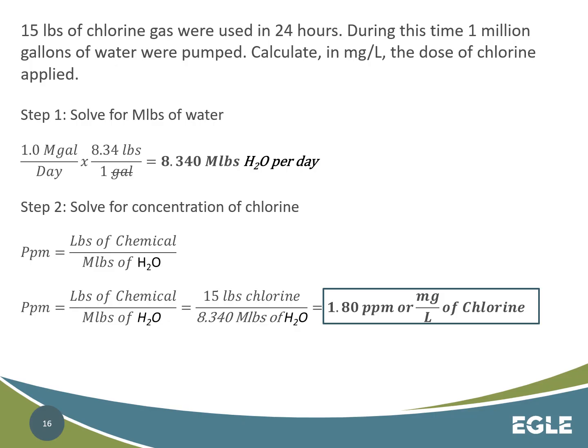Step two, it's asking us for a concentration. The part per million equation can be written in two different formats, as we've seen in some basic calculations with alum, depending on what it's asking us. Here, the problem statement is asking us, what is the concentration? What's the ppm? We're already given the pounds of chemical. We've already calculated the million pounds of water, so we can find that part per million dosage.